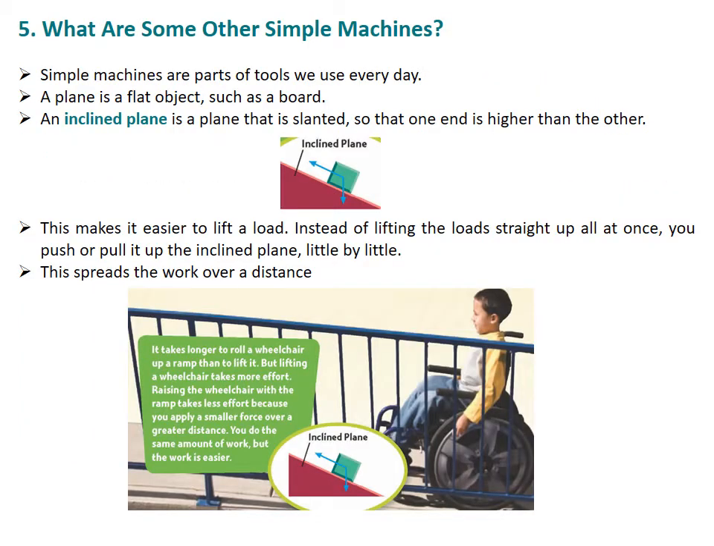Now, let's discover together what are some other simple machines. Simple machines are parts of tools we use every day. A plane is a flat object such as a board. An inclined plane is a plane that is slanted so that one end is higher than the other, as we can see in the picture.